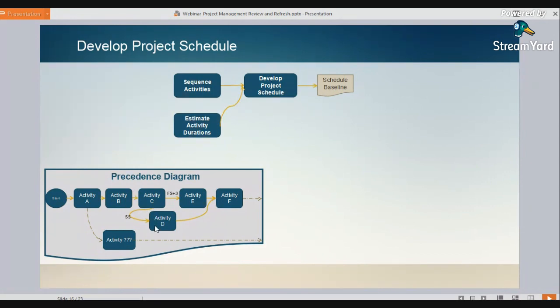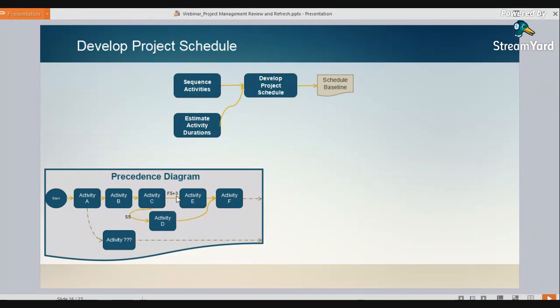But if you notice here, C and D, the dependency has an SS. That means there's a start to start dependency relationship. That means D does not wait until C is completed to start. As soon as C starts, activity D can also start. They start at the same time and can run concurrently. Life isn't serially one after the other. We have things that can occur at the same time.